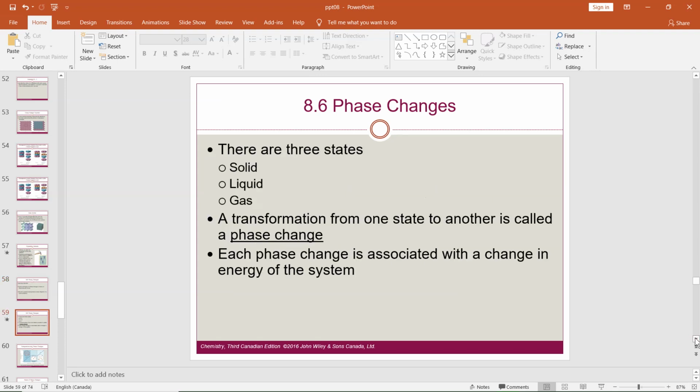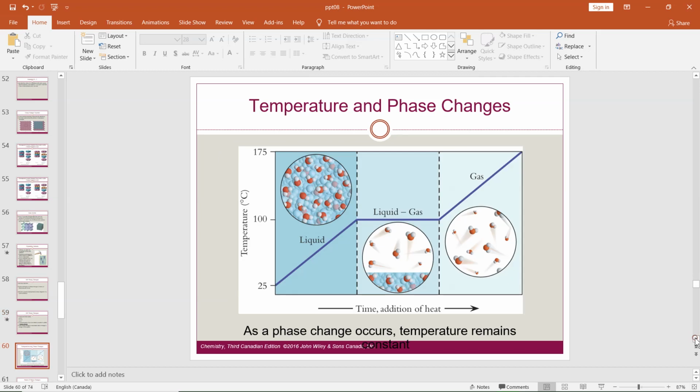And recall there's three states of matter: solid, liquid, gas. Yeah, there's plasma. We don't care about that in this course. Transformation from one state to another is called a phase change. If you're pouring energy in, it's endothermic. If energy is released, it's exothermic.